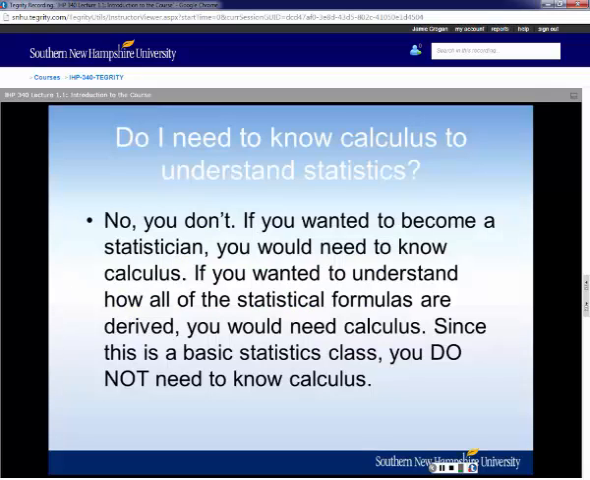However, you do not need to know calculus to understand statistics. This would be different if you wanted to become a statistician, but in this course we are focusing on basic statistics. So for this, you do not need to know calculus. We will not focus on how these formulas were derived. We will just use them and interpret the results of them. So you do not need to know calculus for this course.